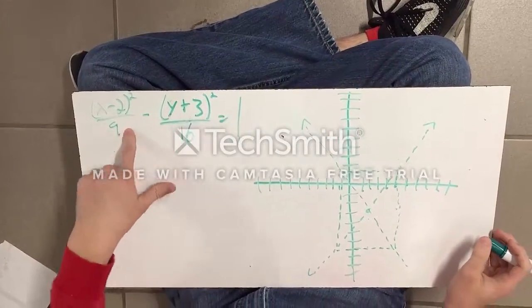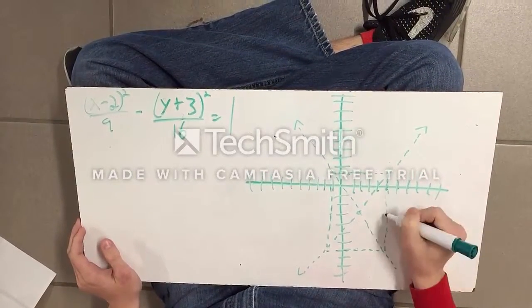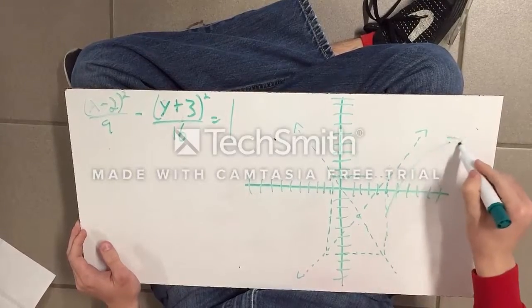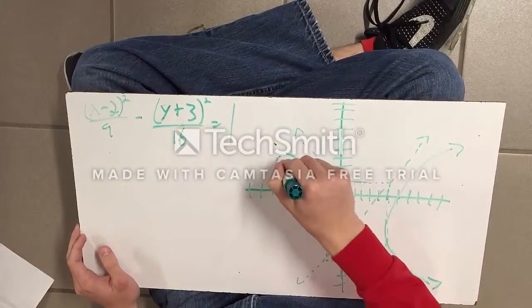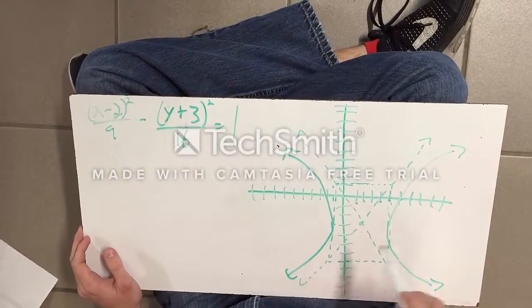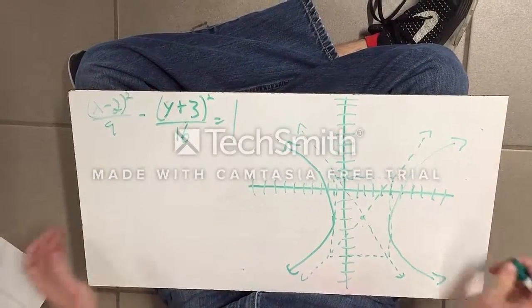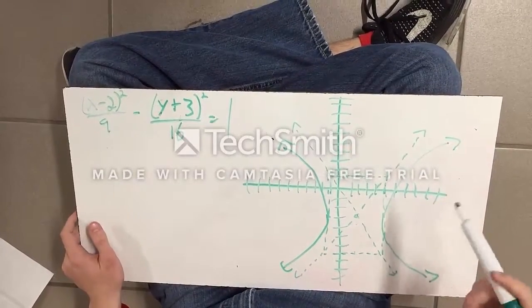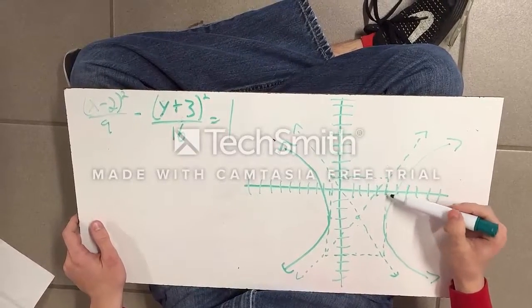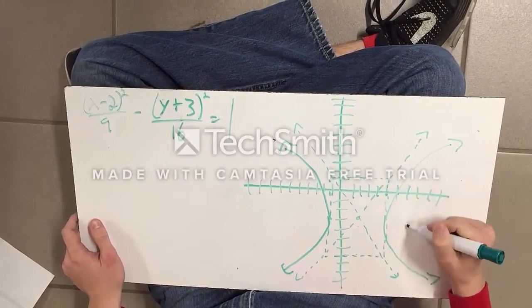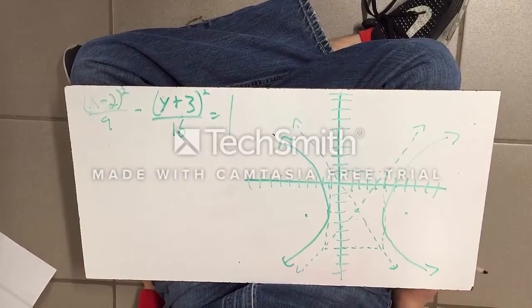Now because the x is positive and the y is negative, the graph will be going left to right. And we go from this point and go towards the asymptotes. And this point towards the asymptotes. Now to find the foci, we add these two numbers and then take the square root. So 9 plus 16 is 25, and the square root of 25 is 5. So we go to the left and right 5. That's how you graph a hyperbola.